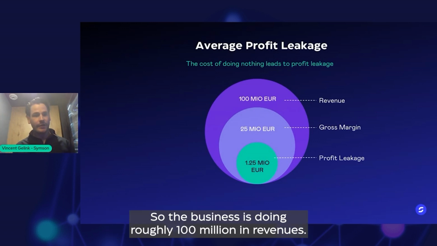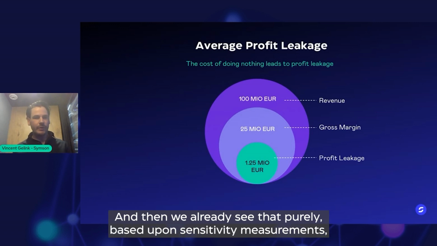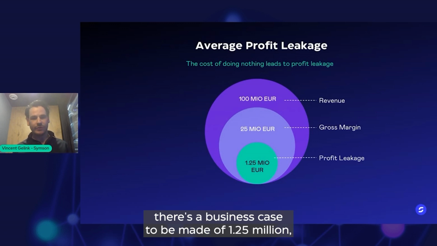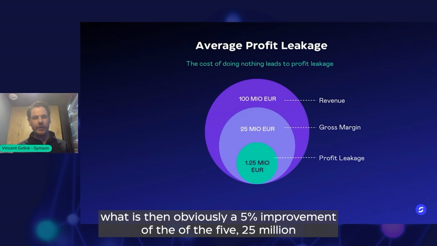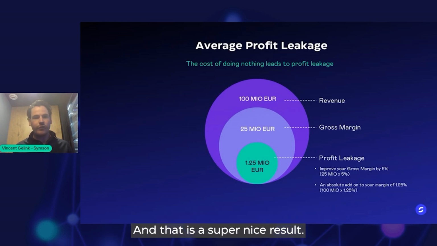is that the business is doing roughly 100 million in revenues, and we see a gross margin of roughly 25 million. Purely based upon sensitivity measurements, there's already a business case to be made of 1.25 million. That is a 5% improvement of the 25 million, and a 1.25% absolute margin increase of the overall revenue. And that is a super nice result.